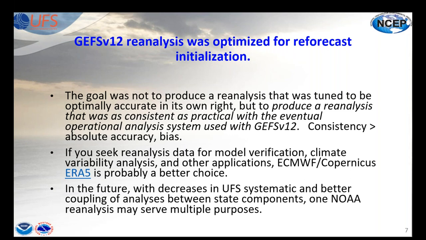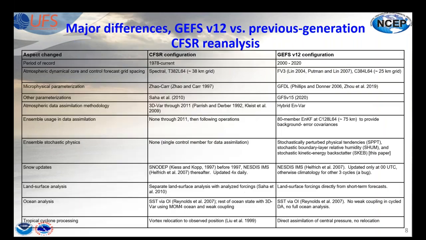Unlike other centers like the European Center, where the reanalysis data is used for model verification, climate variability analysis, and other applications, if that is the purpose of having this data, I think we better use ERA5 or MERRA type reanalysis. But for initializing the model, the reanalysis is used here for the GEFS V12. In the future, we will probably approach a different strategy, where the UFS systematic errors are continuously decreasing and there is better coupling of analysis between various system components, so that one reanalysis can serve multiple purposes.